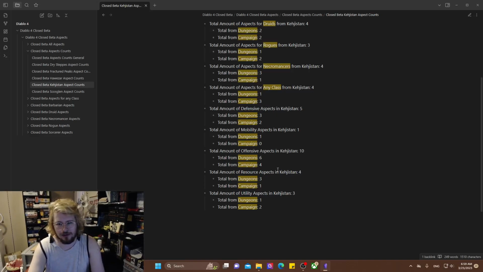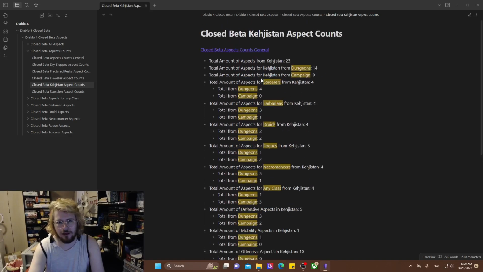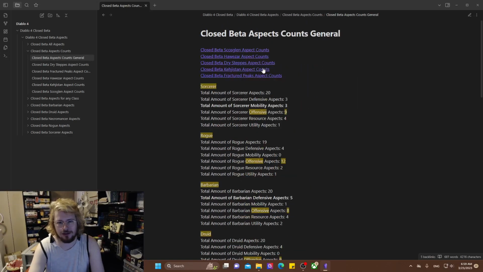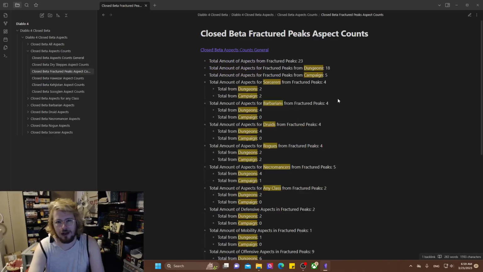And again, a majority of the aspects will be coming from the dungeons, while a little bit will be trickled in from the campaign, which isn't bad. It means you're always going to be moving forward. And now on to the starting area and what to expect from the Act 1 area in terms of aspects.